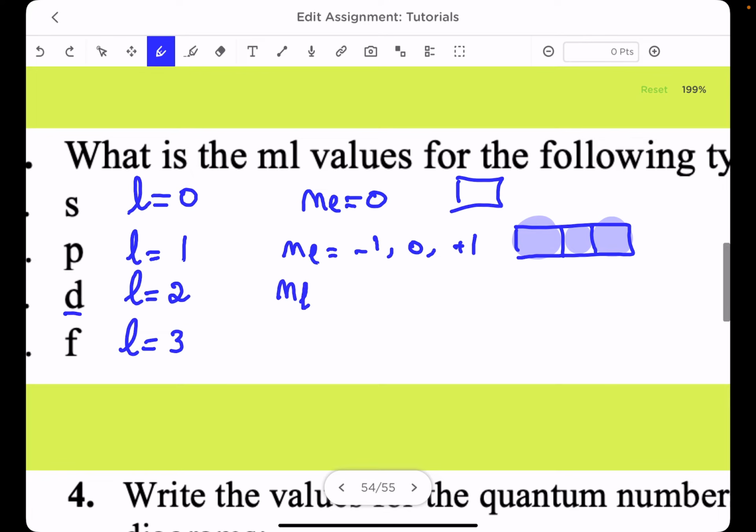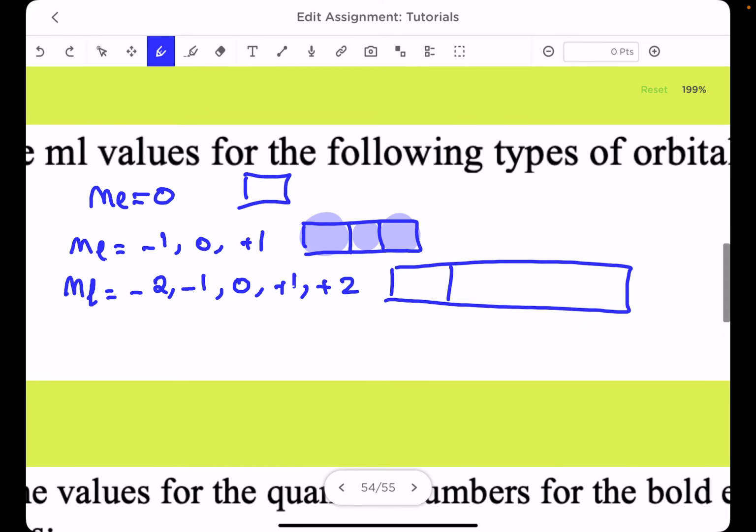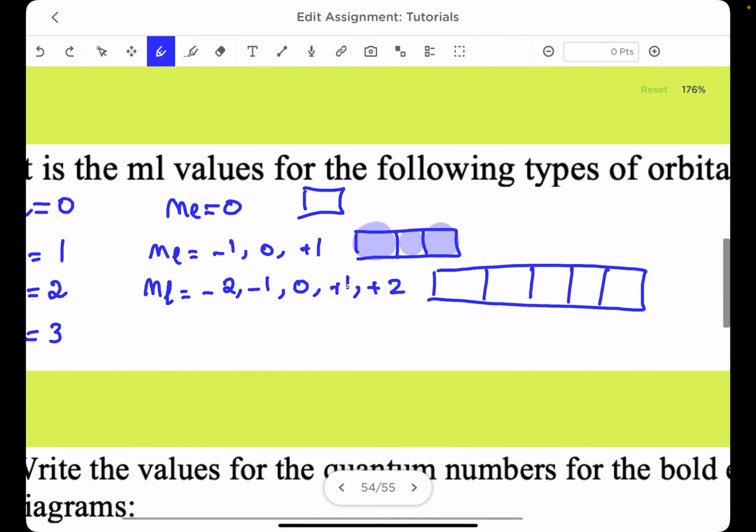L is equal to 2. Therefore, ML is from -2 to +2, meaning -1, 0, +1, and +2. And this is why when I draw the D, I put 5 orbitals. Okay? So here's the -2, and here's the +2.